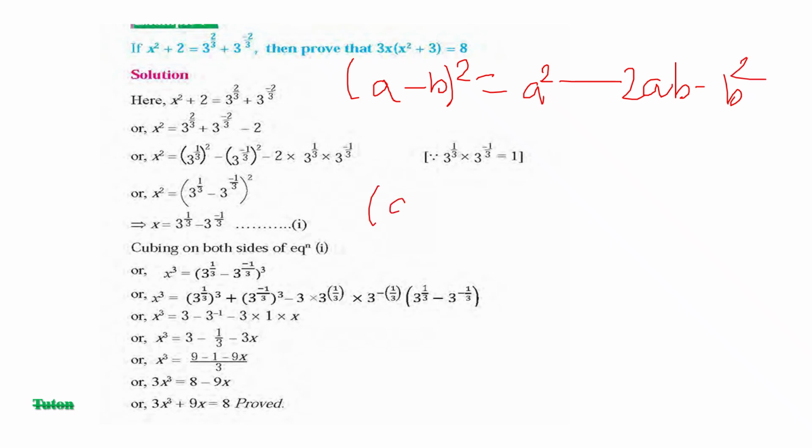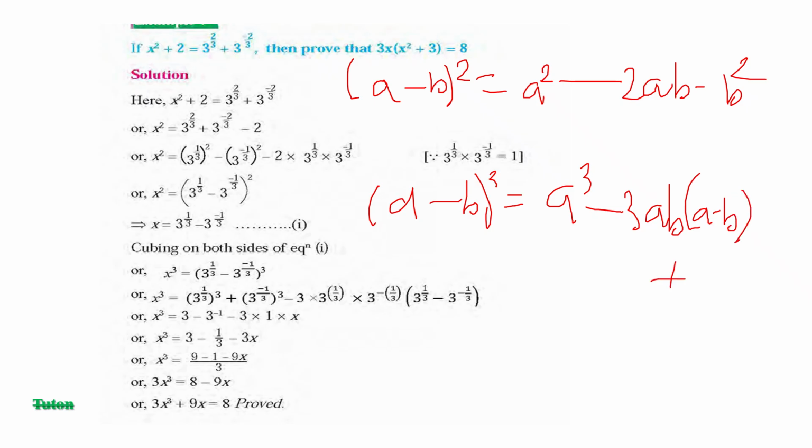And the other formula would be (a - b)^3, which would be a^3 - 3ab(a - b) - b^3. These two formulas we would be using for solving this problem, so you can note it down in your copy, or you can just remember it.